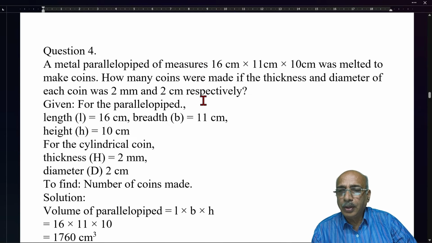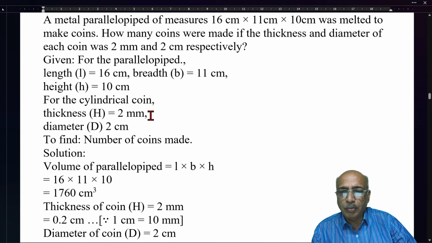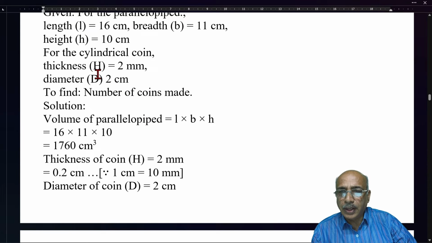Next question. A metal parallelepiped of measures 16 centimeter by 11 centimeter by 10 centimeter was melted to make coins. How many coins were made if the thickness and diameter of each coin was 2 millimeter and 2 centimeter respectively? For the parallelepiped, length L equals 16 centimeter, breadth 11 centimeter, height H 10 centimeter. For the cylindrical coin, thickness H, that is height, equals 2 millimeter, diameter 2 centimeter.